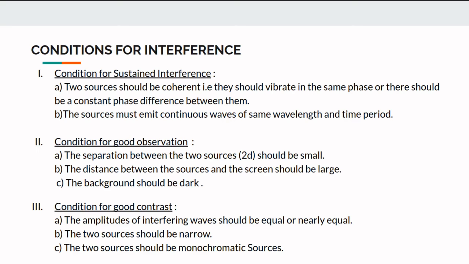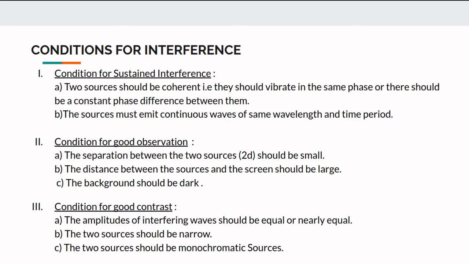The amplitudes of interfering waves should be equal or nearly equal. This is because for maximum intensity, amplitude must be large. For maximum intensity, the resultant amplitude A is equal to A1 plus A2. For minimum intensity, A is equal to A1 minus A2. If they are equal, A is equal to A plus A, that is 2A. Then intensity I is equal to A square, that is 2A whole square, that is equal to 4A square. The minimum amplitude is A1 minus A2. If they are equal, A minus A is equal to 0, intensity is also equal to 0.